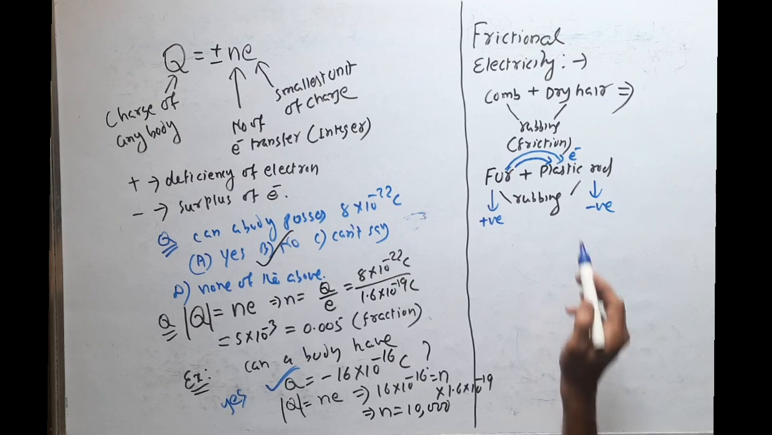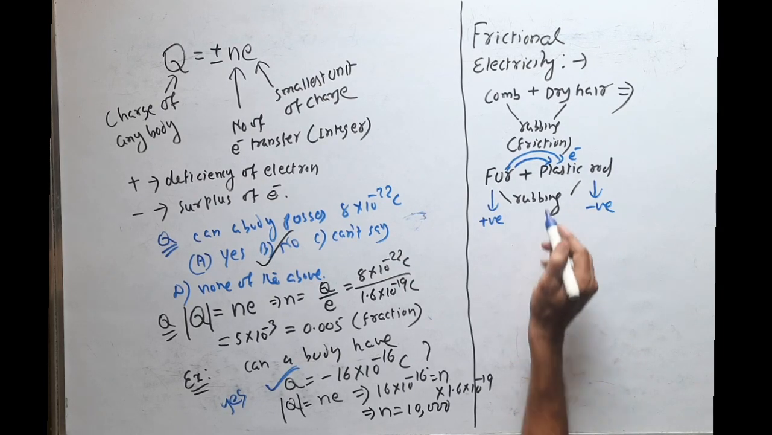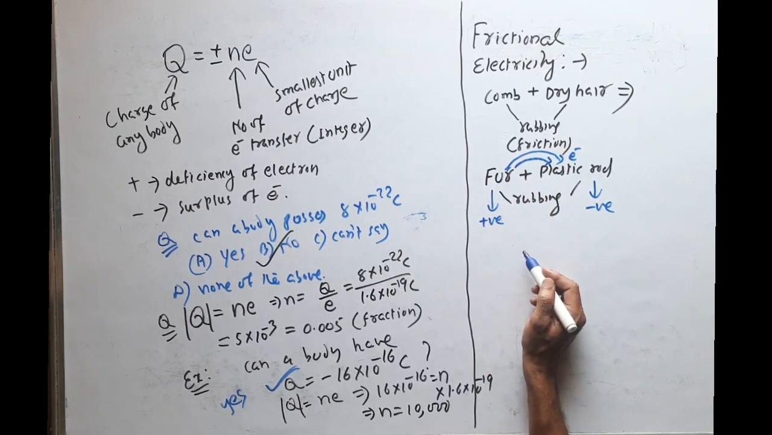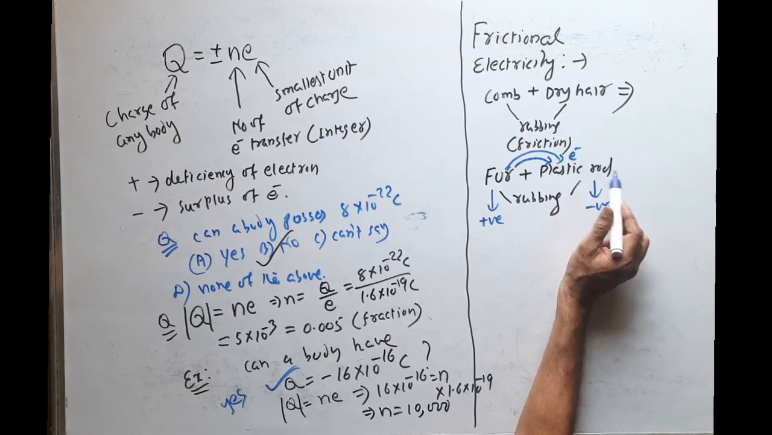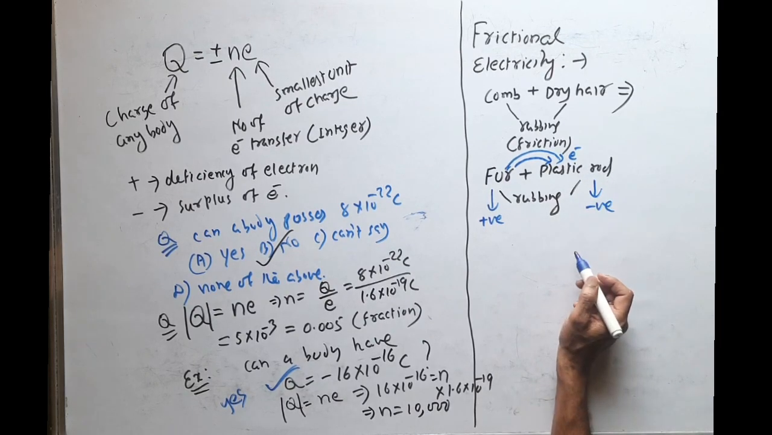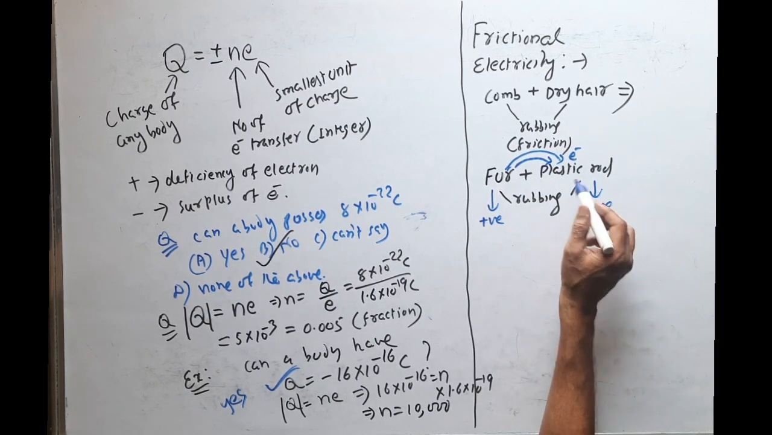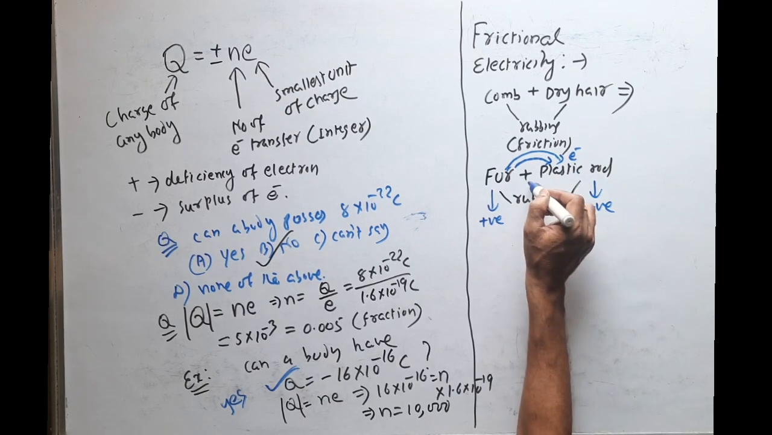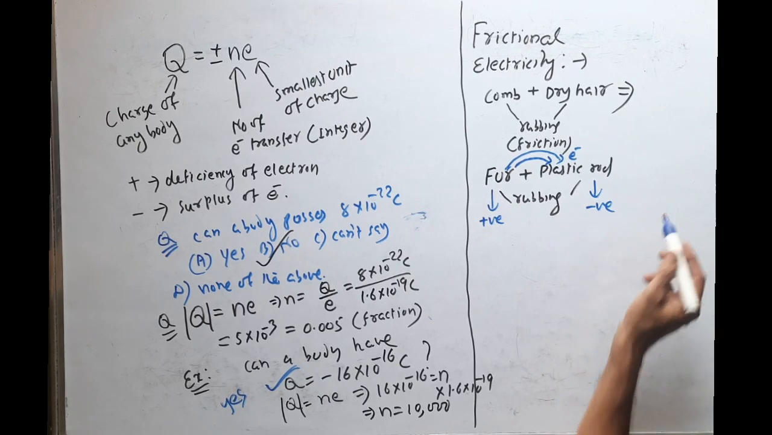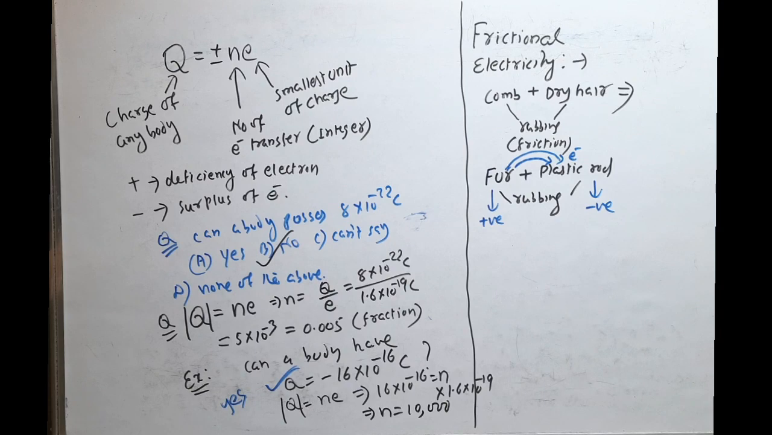Suppose you bring 2 plastic rods and rub both with the fur. After rubbing, if we bring these 2 plastic rods closer to each other, what will happen? There is a force of repulsion. Why? After rubbing, this plastic rod becomes negative, and the other plastic rod also becomes negative. This negative plastic rod will repel the other negative plastic rod. This will be discussed in Coulomb's law, because in Coulomb's law, like charges repel and unlike charges attract each other.